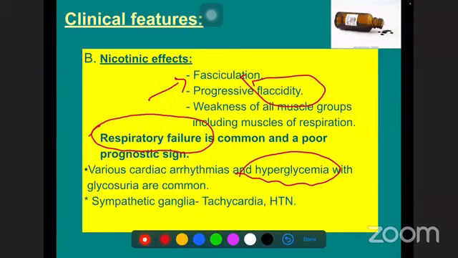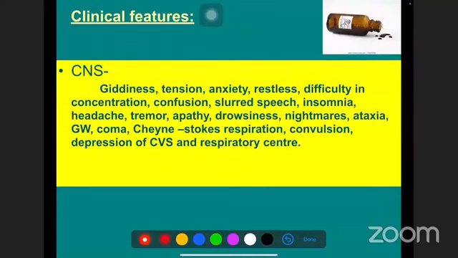As acetylcholine is one of the neurotransmitters, due to increased stimulation of the sympathetic ganglia, there occurs tachycardia as well as hypertension. This is due to the neurotransmitter effect on the sympathetic ganglia. In the CNS, there occurs giddiness, I should say from vertigo to acute confusional state to coma and death. So there occurs confusion, there may be drowsiness, there may be Cheyne-Stokes respiration or periodic respiration and depression of the respiratory center. All these things occur due to the CNS involvement.